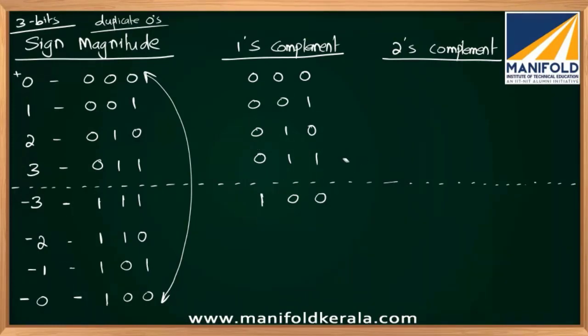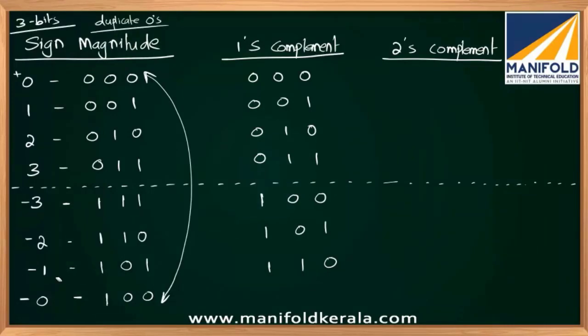Now, similarly, if you want to get the representation for negative 2, you go to plus 2, which is 010, and apply ones complement to this. What is ones complement of 010? 101. So 101 represents negative 2 in ones complement format. And if you want the representation for negative 1, you go to plus 1, which is 001. Take the ones complement of 001. Sorry, it is 110.